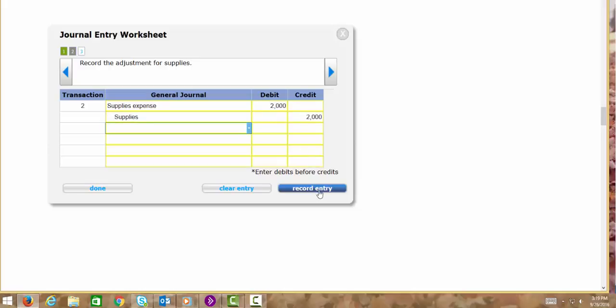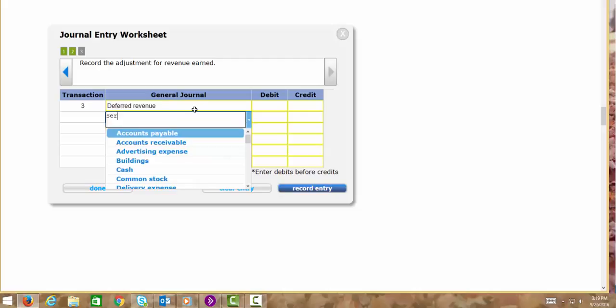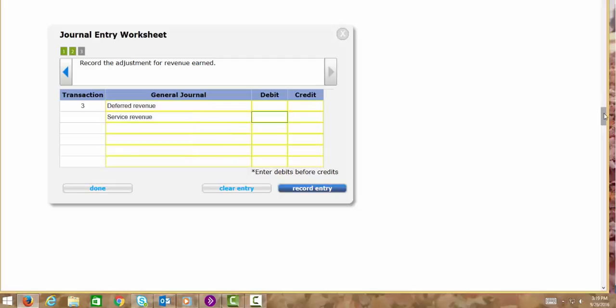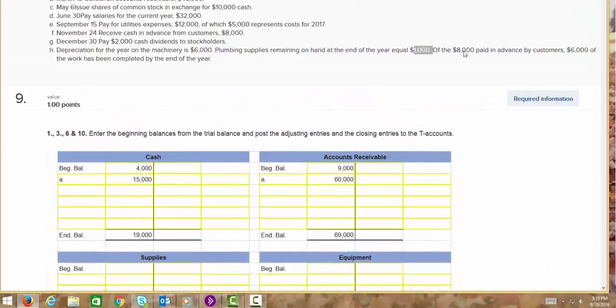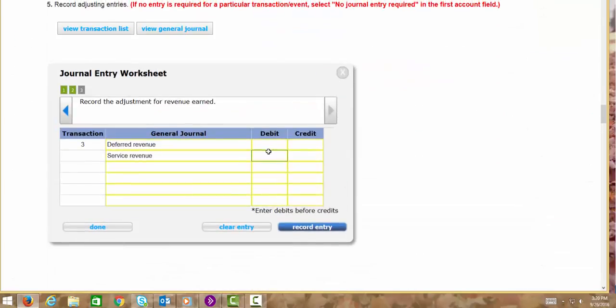I would record that. Make sure you always hit record entry. And then the last one, I'm going to take stuff out of that deferred revenue account, and I'm going to put it into service revenue. I was going to put it into my revenue that has been earned. Again, up here at the top on H, it'll tell you the amount of the $8,000 that was paid in advance. $6,000 is earned. So we're going to debit deferred revenue to reduce it.